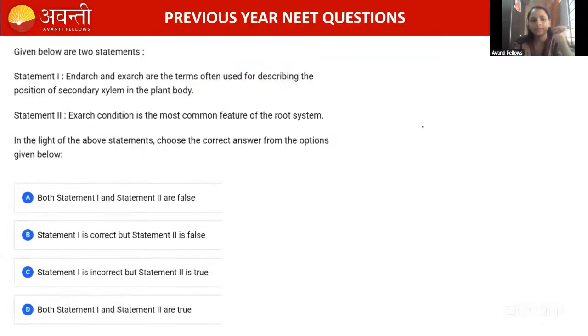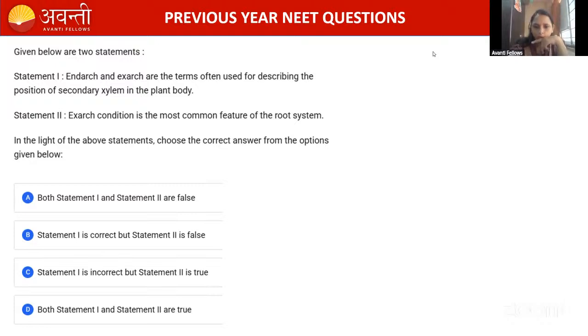Okay. Fine. Here also, the endarch and exarch are the terms often used for describing the position of primary xylem in the plant body. Statement 2: Exarch condition is the most common feature of the root system. Can you answer this question, guys? Which one is the correct answer? Yeah, you can answer this. I'm relaunching the poll.